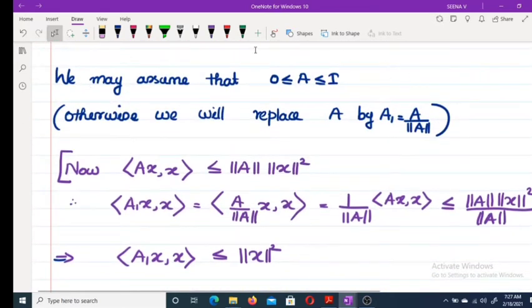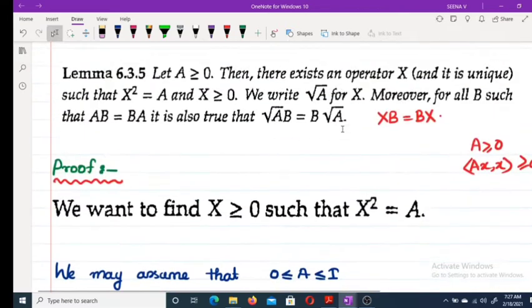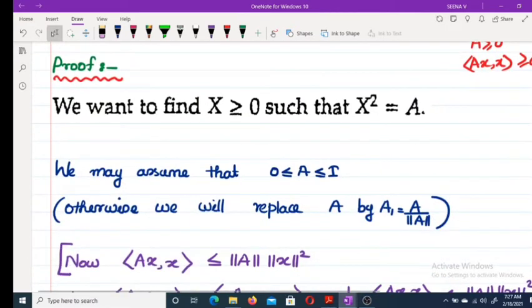So without loss of generality, we can assume that 0 less than or equal to a less than or equal to I. Clear? So we have to find x greater than or equal to 0 such that x square equal to a. The first assumption is we may assume that 0 less than or equal to a less than or equal to I.